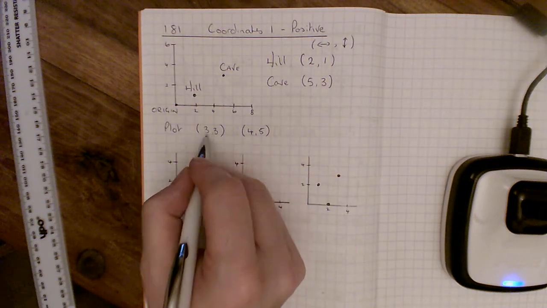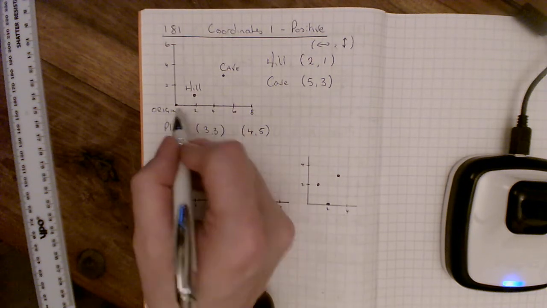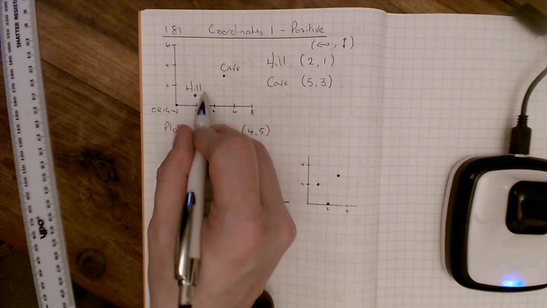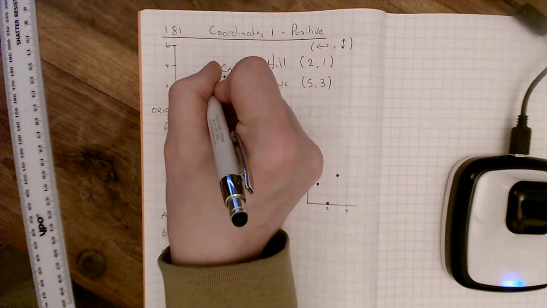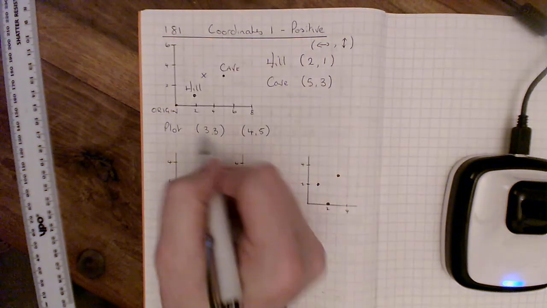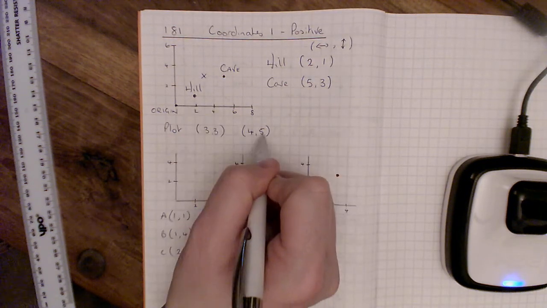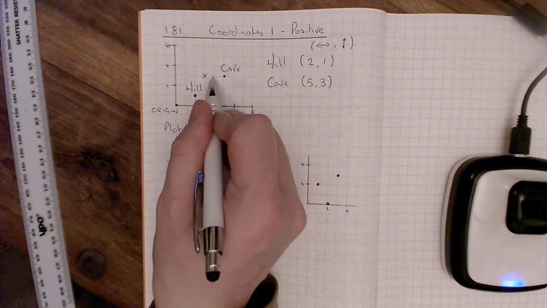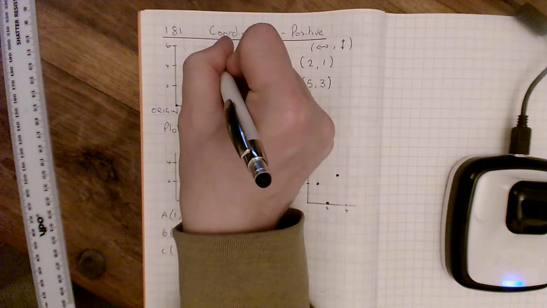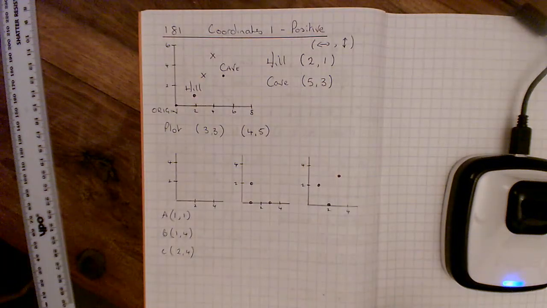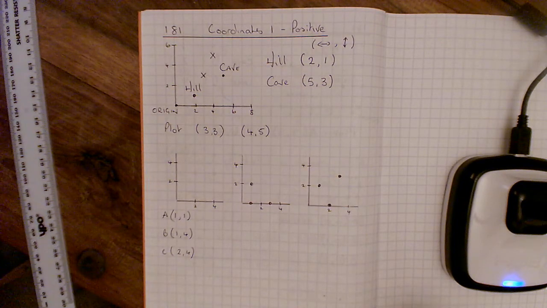Plotting points, same idea, so 3 across and then 3 up. So start here, 1, 2, 3 across, 1, 2, 3 up. So the first point is here, and then the second point, (4, 5), is 1, 2, 3, 4 across, 5 up. 1, 2, 3, 4, 5 is all the way up here. So there you go. Plotting points, across, up all the time.